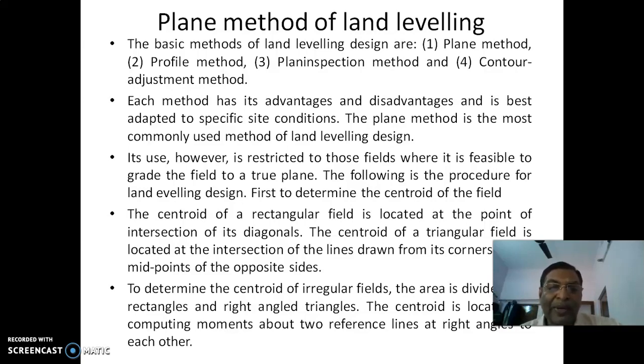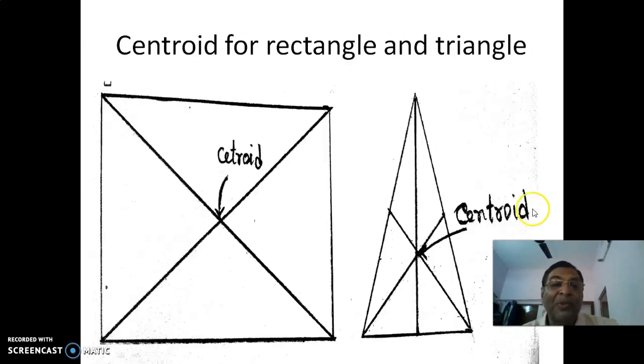The centroid of a rectangular field is located at the point of intersection of its diagonals. For example, suppose this is the rectangle. A little bit hand drawn, not so good, but where is the centroid located? You can connect the opposite corners like this, and where they intersect, that is the centroid.